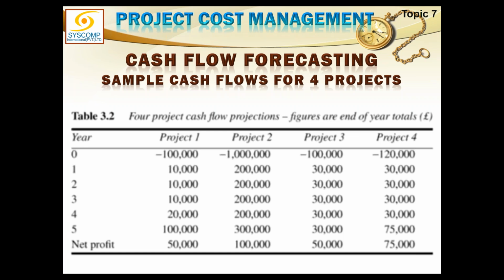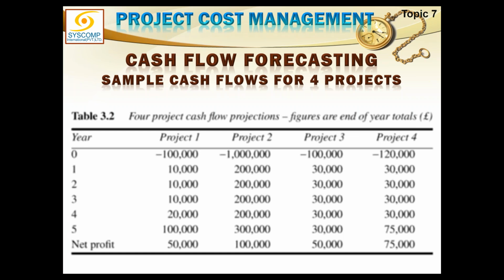So if I sum up all the benefits, in the case of project 1 they come out to be 150,000. So if I put it in the formula, net benefit is equal to total benefit minus total cost, then 150,000 minus 100,000 comes out to be the net benefit, or net profit, of 50,000. Project 2, you calculate it, it gives you 100,000. Project 3 gives you 50,000. Project 4 gives you 75,000.